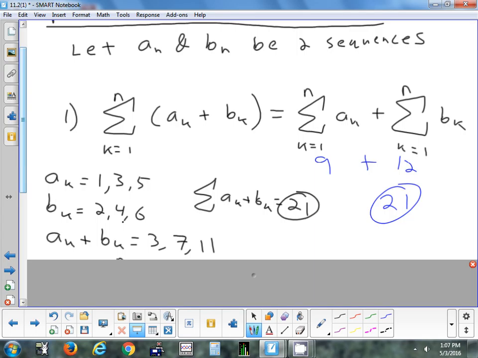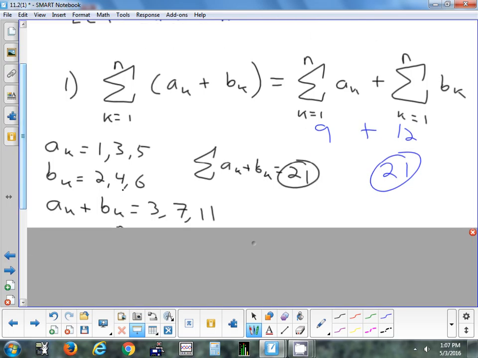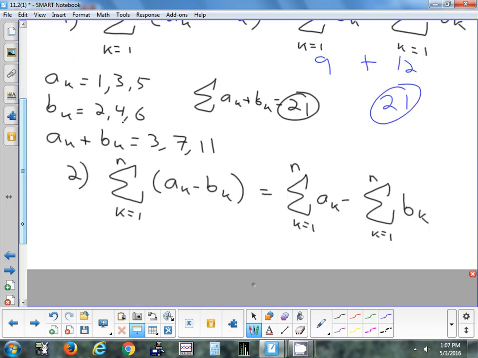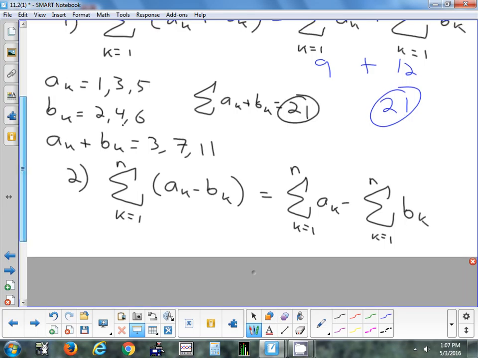It's two different ways to add up two sequences. Either add up the terms first and then add up all those results, or add up everything in the first sequence, everything in the second sequence, and then add those results. Same thing. If it works for addition, what else do you think it works for? Subtraction. Yep. So really, if you wanted to write it as one rule, you could just put plus or minus signs. Basically the same rule.